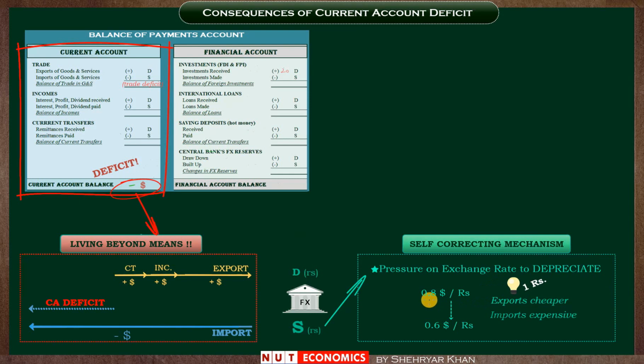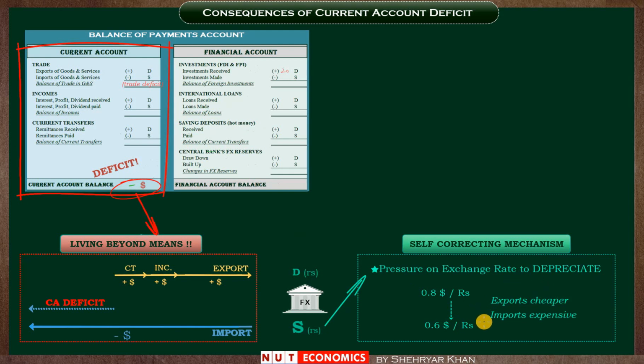Now, at the original exchange rate, foreigners, to get this Pakistani product, would have required just $0.8. But once Pakistan's exchange rate depreciates, then to get this Pakistani product, whose price, let's assume, stays at 1 rupee, foreigners would need just $0.6 instead of $0.8. So that is where we say that exports will become cheaper.